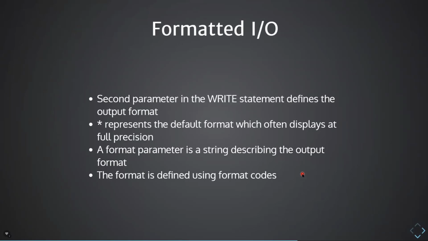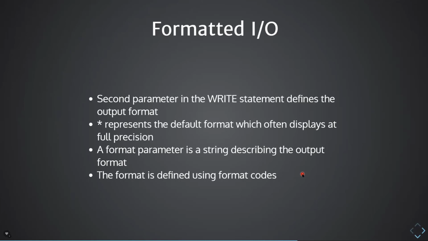As in Python, it's sometimes very important that the output is formatted in some standardized way, for readability, or for the user, or for being able to read from files and so on. So the second parameter in the write statement is the format. And if you put a star there, it will use the default format, which tries to display all the variables at full precision, which can look kind of ugly on the screen and also hard to read.